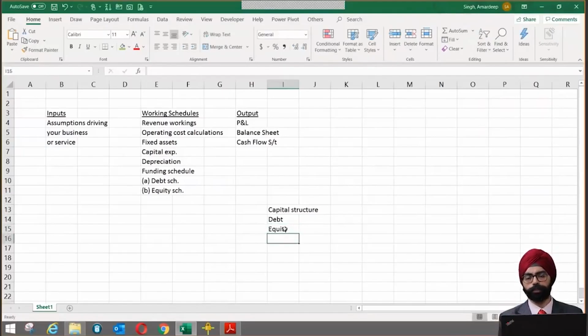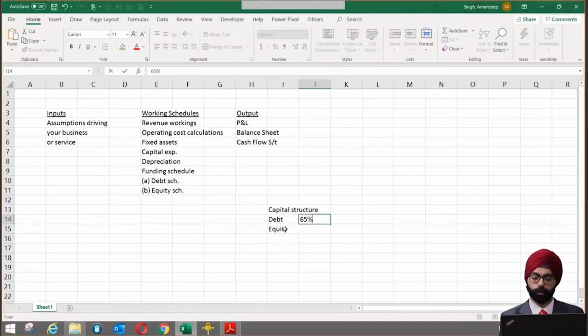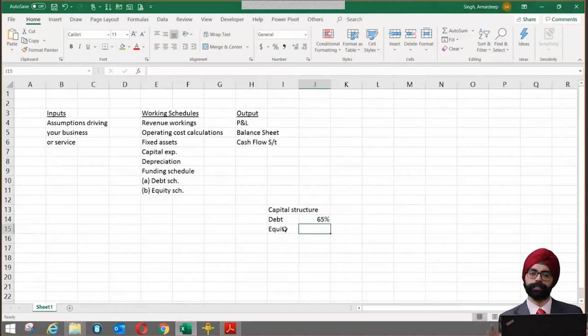Now I want to hard code the assumptions related to debt percentage and equity percentage. Alright, so let's say I mention that 65% of the total funding requirement is going to come from debt. Now, if 65% comes from debt, then it is obviously understood that the balance 35% needs to come from equity, right? Because if you're doing a new project and you have in your mind that these are the 2 sources for arranging funds, so it is understood that equity needs to be 35%.